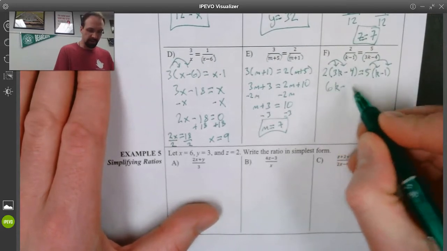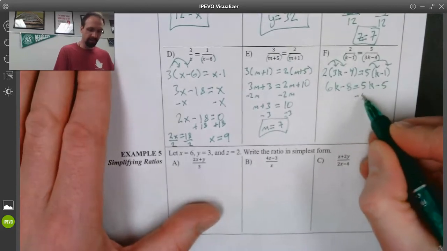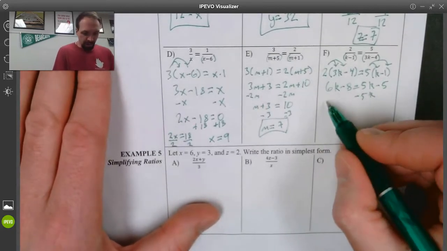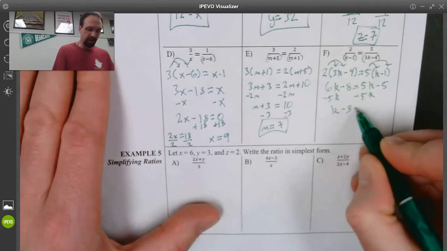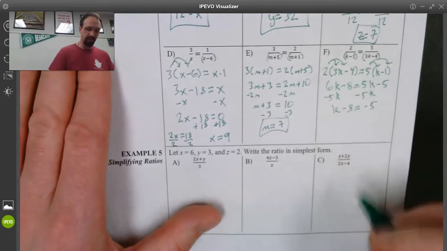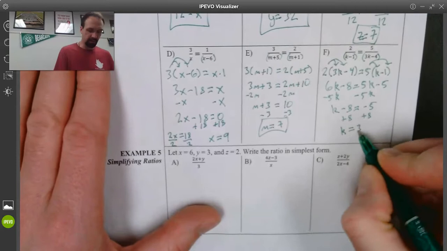Let's see, that's 6k minus 8 equals 5k minus 5. Minus 5k from both sides gives me k minus 8 equals negative 5. Don't forget to bring down the negative 5. Add 8, and you get k equals 3.